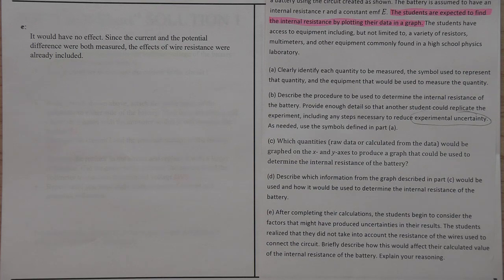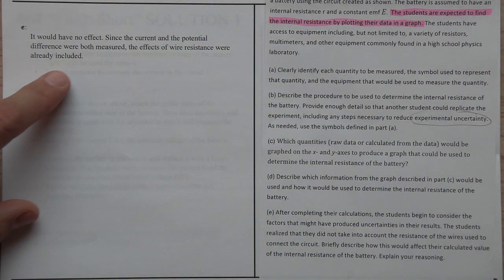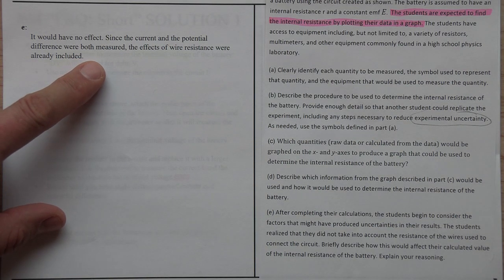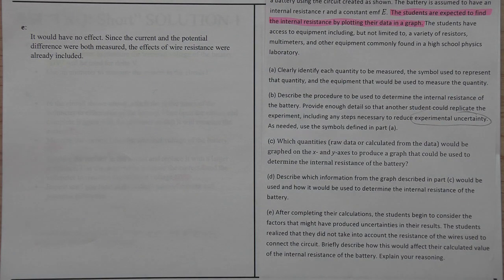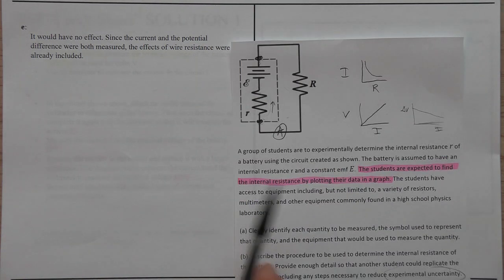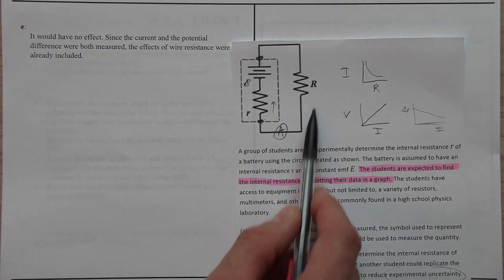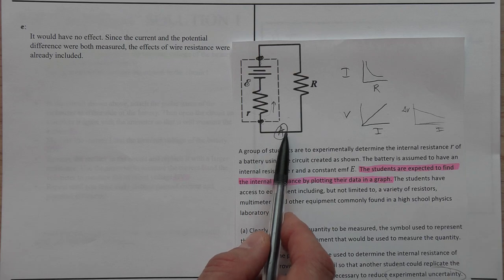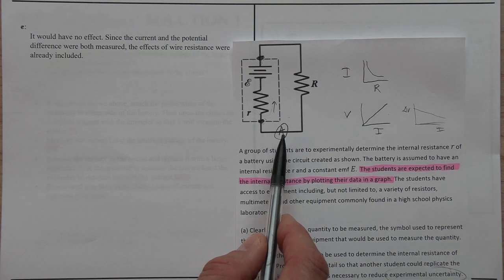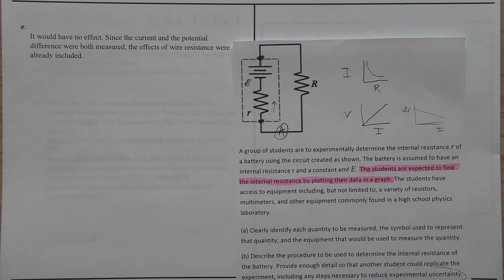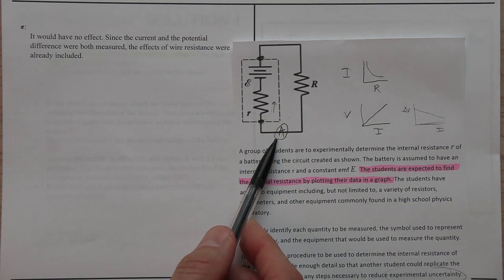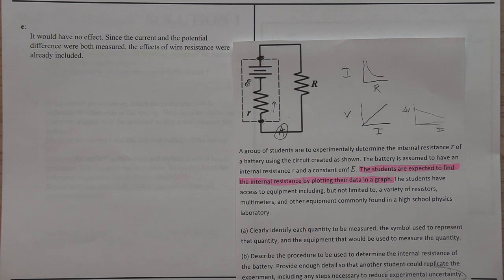It would have no effect. Since the current and the potential difference were both measured, the effects of wire resistance were already included. So I measured the current, I measured the voltage, therefore the resistance of the wires had already established a particular current, which I measured. So I've already included the resistance of the wires by using the ammeter to measure it. It already factored that in. So no effect on my answer.